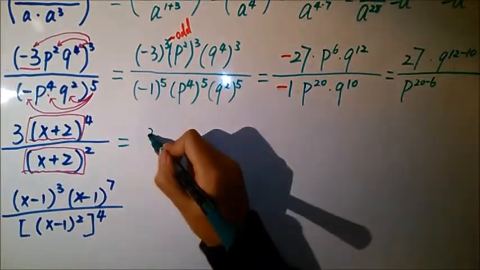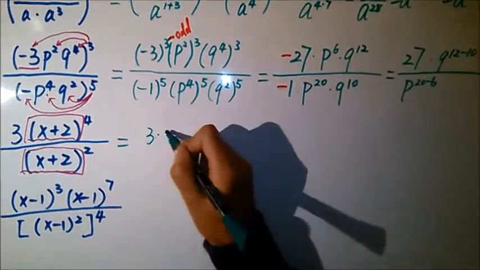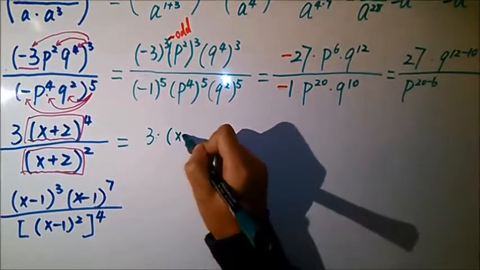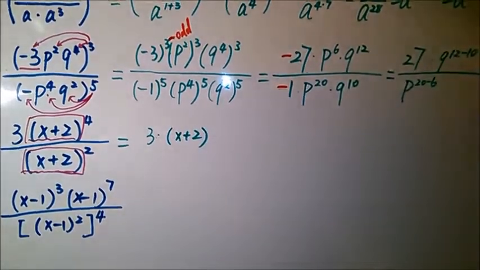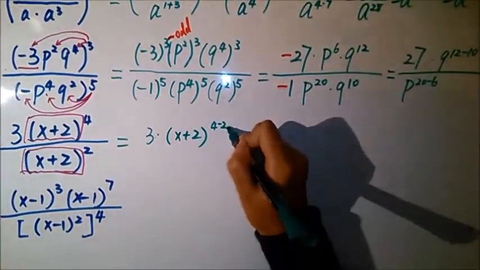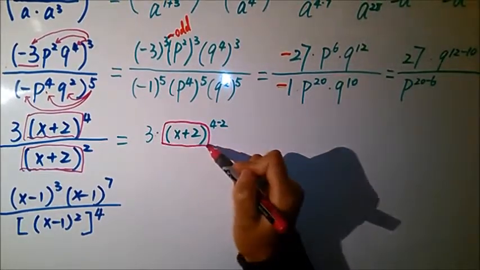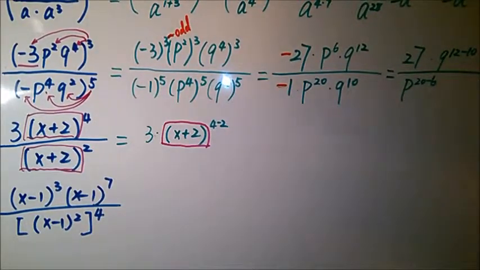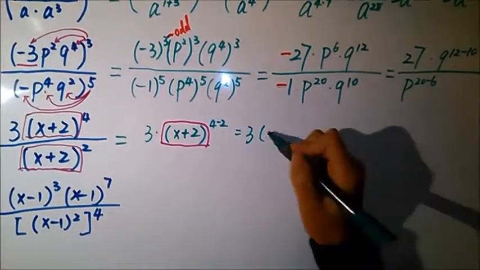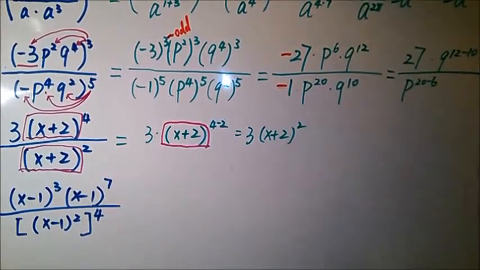So we're going to have 3 times the x plus 2 organism to the 4 minus 2. When we divide like bases, their exponents are subtracted. Now, the answer should be 3 times x plus 2 to the power of 2, because 4 minus 2 is 2. That should be your answer. And we're going to leave it that way. That's all I want you to see. You can go further, but we just leave it that way.